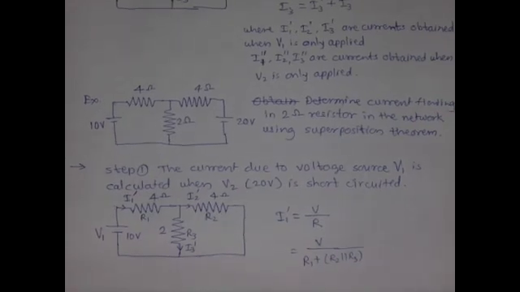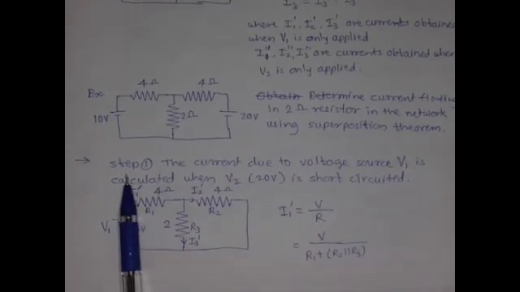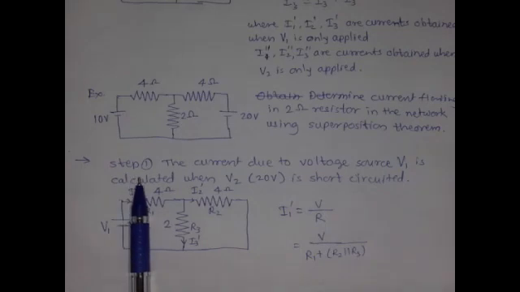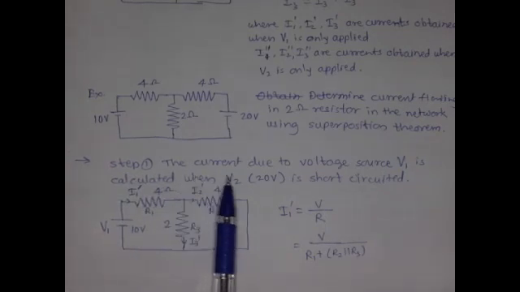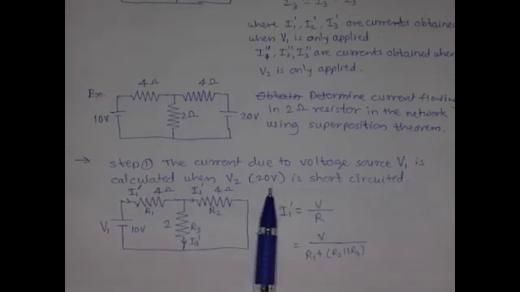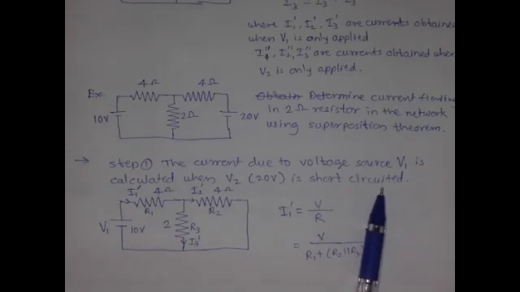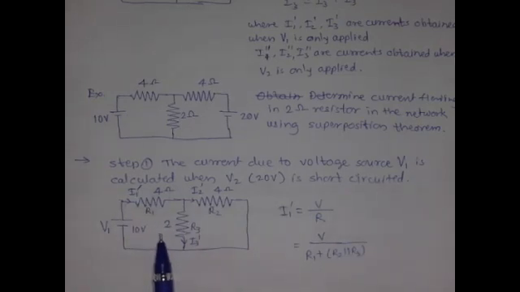Here we have to apply the superposition theorem, meaning we have to use the separate application of voltage sources. Firstly, step 1, the current components we have to find out. The current due to voltage source V1 is calculated when V2, which is 20 volt, is short circuited. Now the equivalent circuit is represented like this.